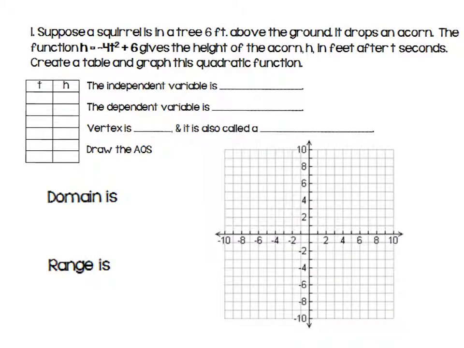Suppose a squirrel is in a tree 6 feet above the ground. It drops an acorn. The function h equals negative 4t squared plus 6 gives the height of the acorn h in feet after t seconds. Create a table and a graph for this quadratic function.